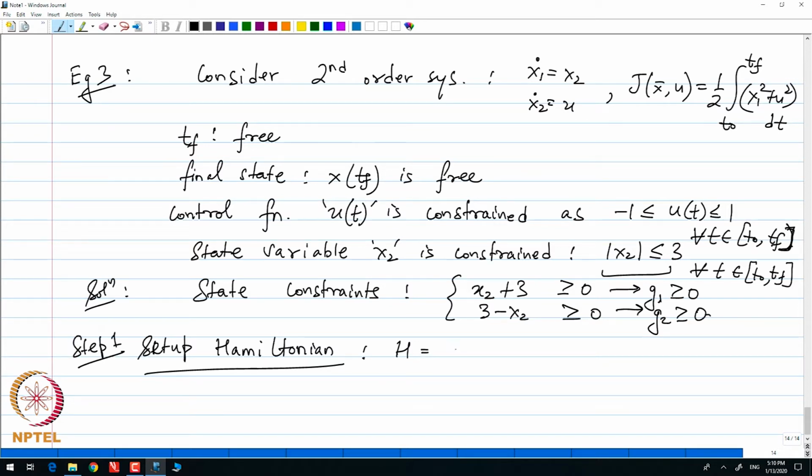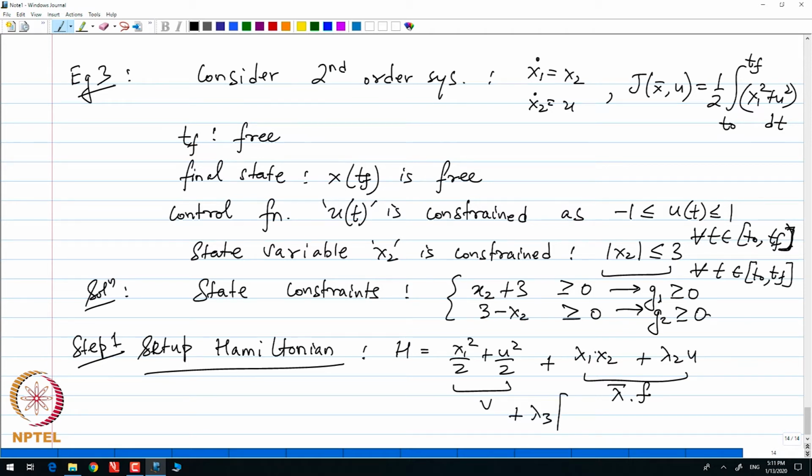Okay. So, my Hamiltonian is x1 squared by 2 plus u squared by 2. So, that is my V, and then plus lambda 1 x2 plus lambda 2 u, that is my lambda times f, in fact it is a dot product, and plus I have the last variable, lambda n plus 1 times f n plus 1.